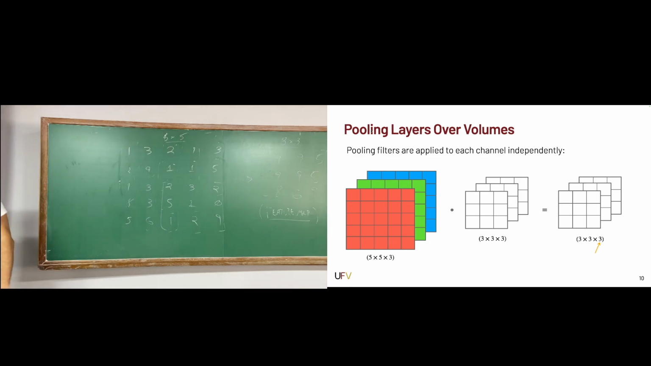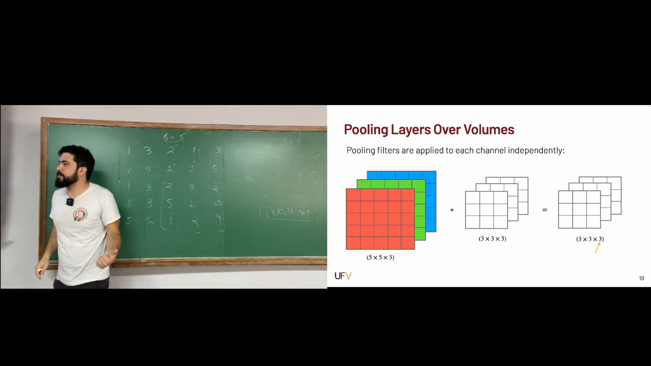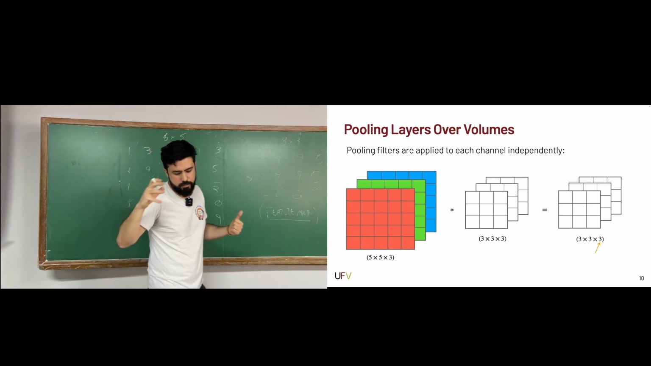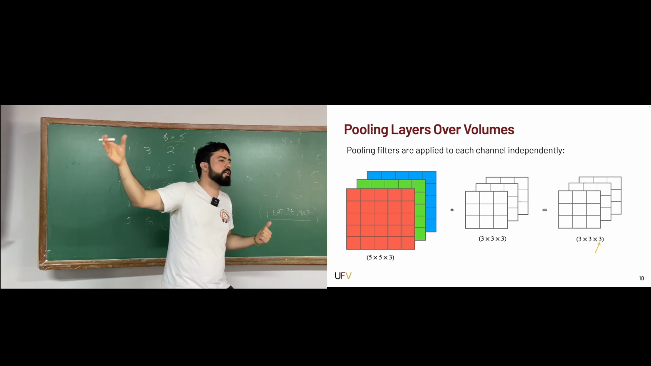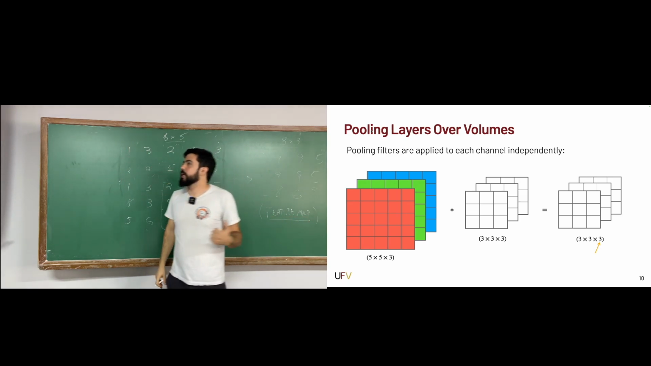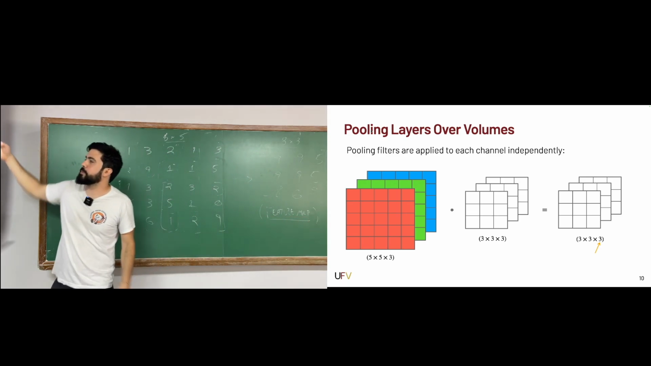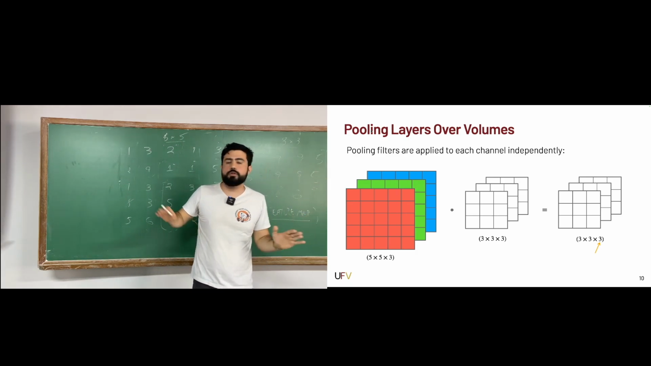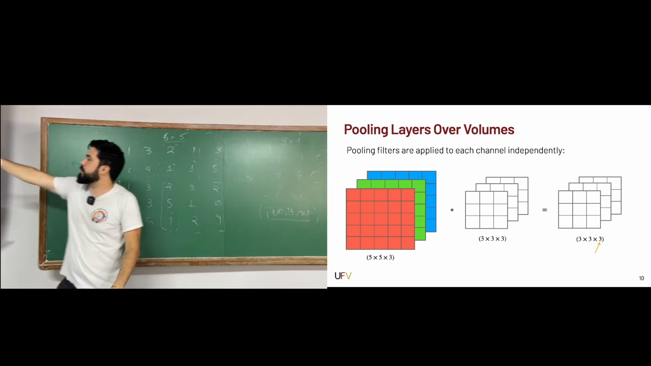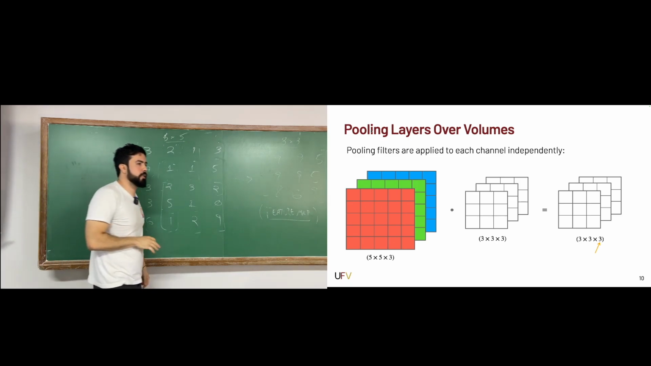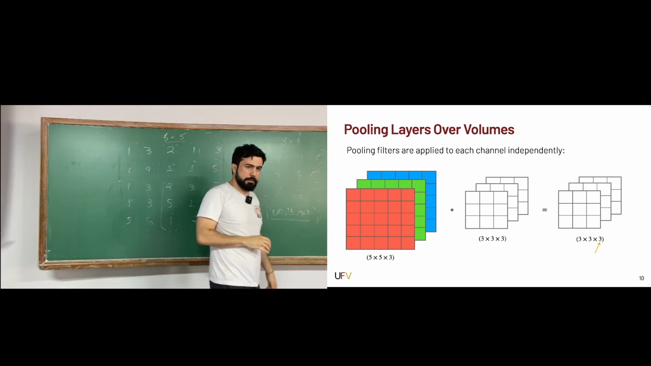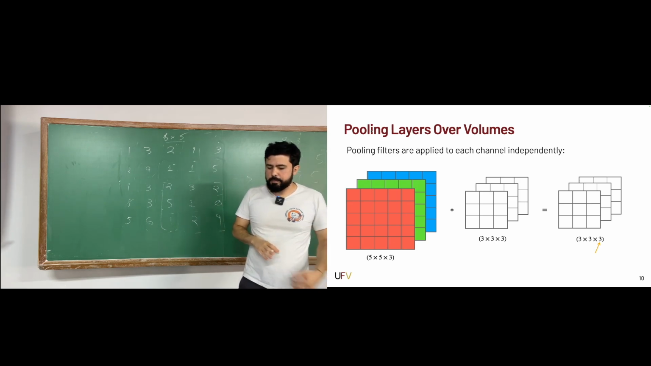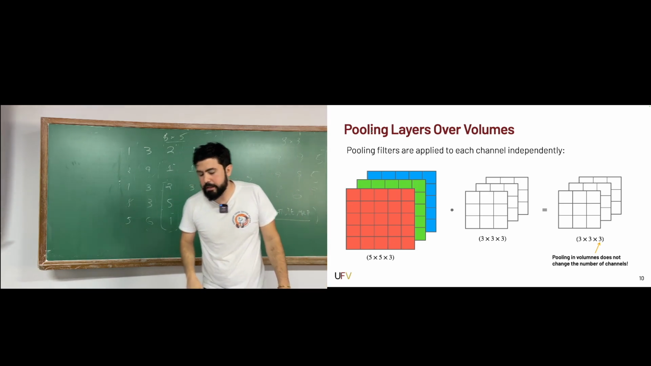If you have a 5x5x3 input image, your filter still has to have that 3 channels at the end. But each channel is going to be applied to each respective channel in the original image. So you're not going to mess up the number of channels when you apply a pooling layer. Okay. That's a specific property that is important.